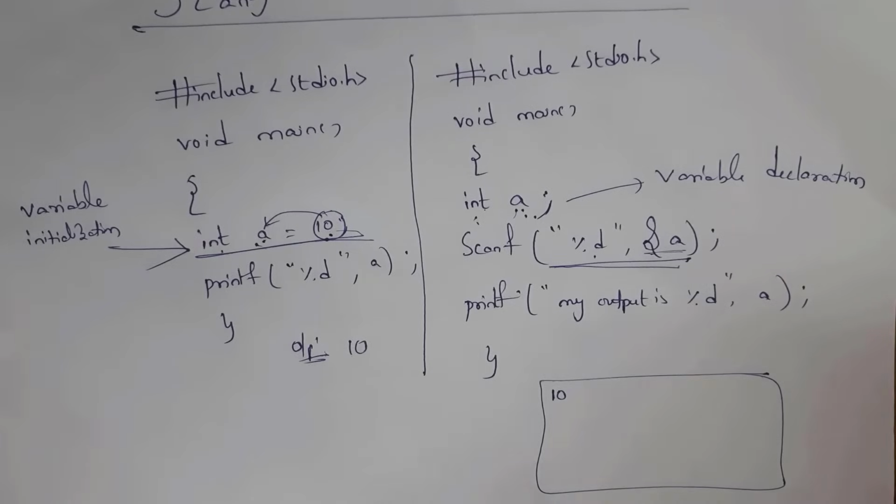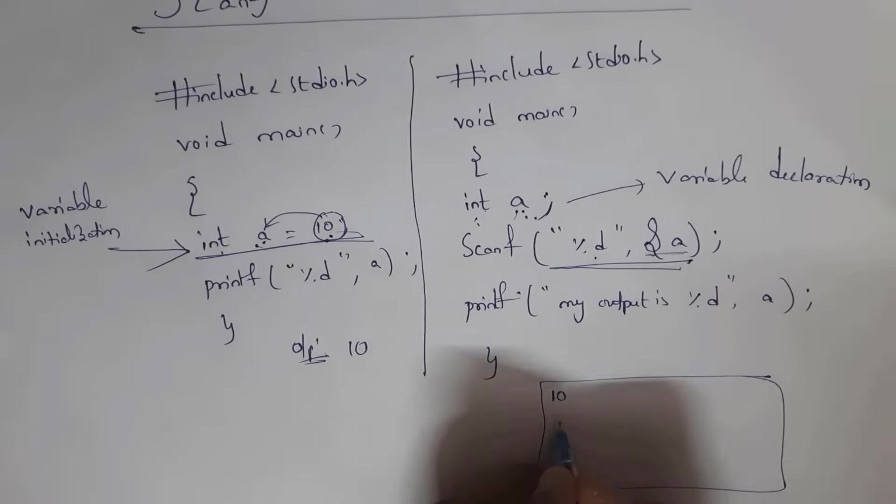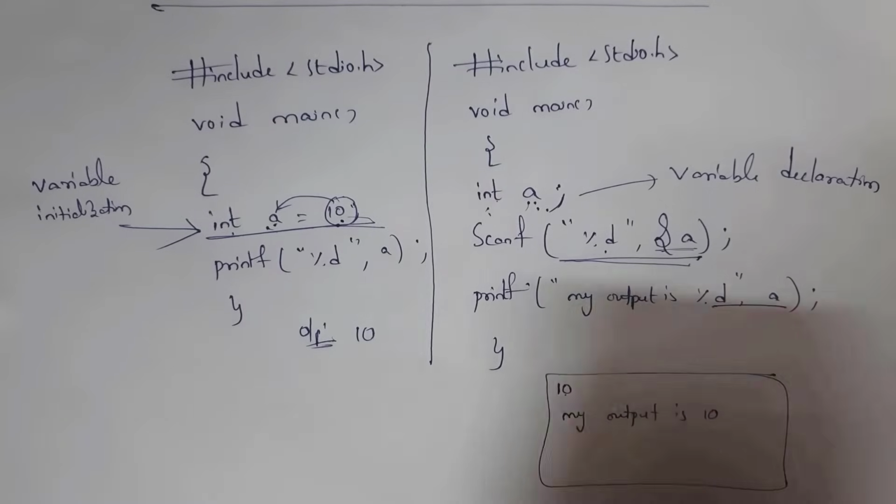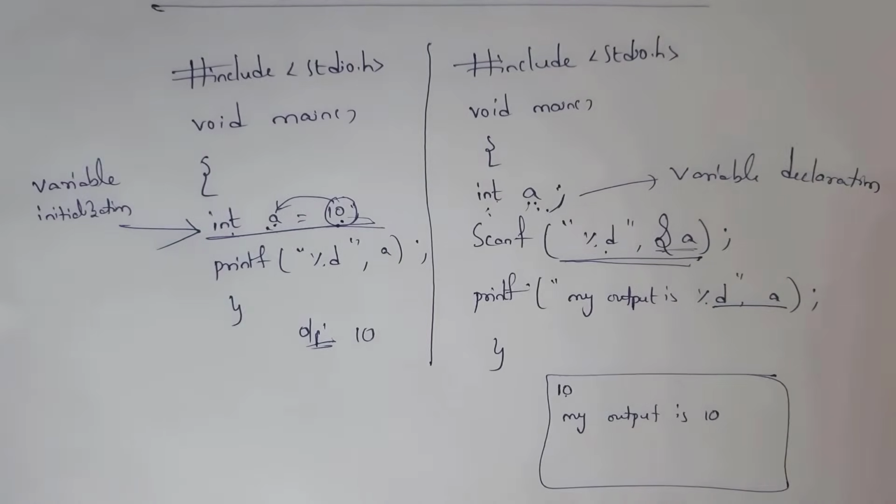So I will enter 10. Whenever you enter the value 10, you will get the output 10, because I gave the value 10 here. This is the use of scanf. By using scanf, you can assign a value to a variable after executing a program. I will give another example.